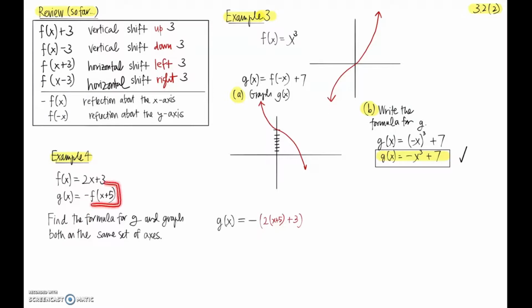And then f of x plus 5 tells us, okay, my iPad died there for a minute, so I'm not exactly where I left off, but we have our negative here, and then f of x plus 5 is just this right here. It's x plus 5 as an input to the function f. And so really we're just going to clean this up and we'll get the formula for G. And as I clean this up, it'll become negative 2x plus 10 plus 3, which is just negative 2x plus 13. So G of x is negative 2x minus 13.